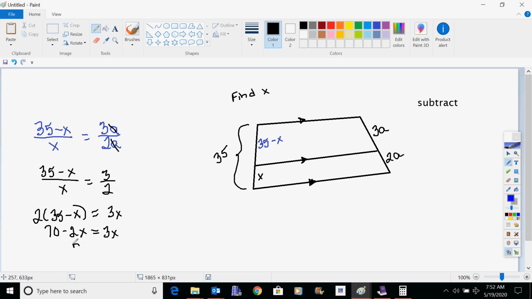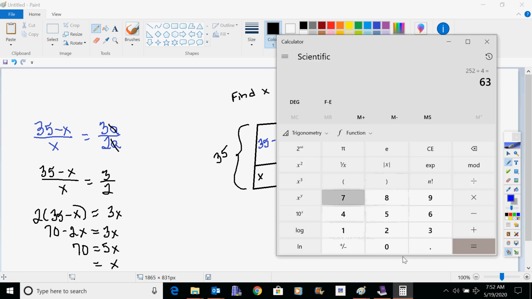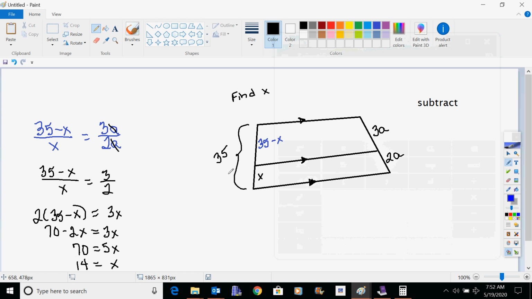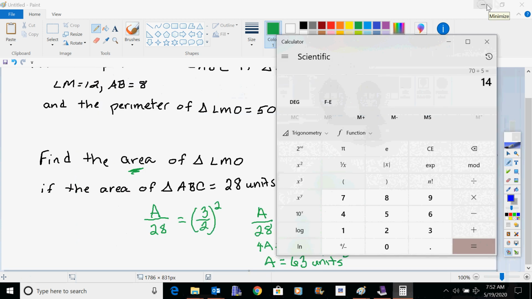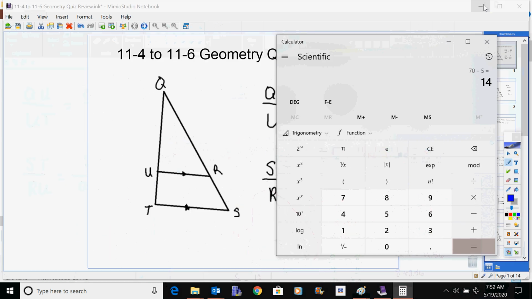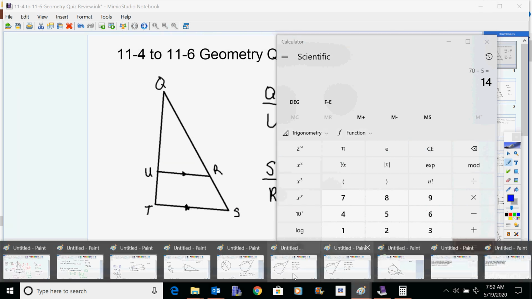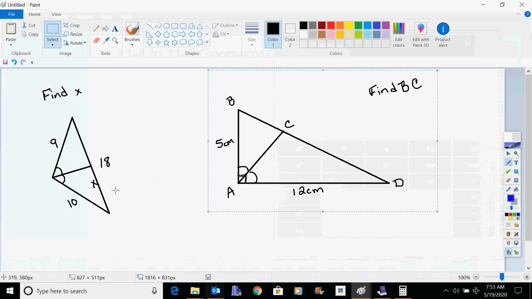Add 2x to both sides. Get 5x. Divide by 5. 70 divided by 5, that gives you 14. So your answer there when it says to find x is 14. Okay, let's move it right along. We did that one, we did that one, we did that one. And we are now set to do these.